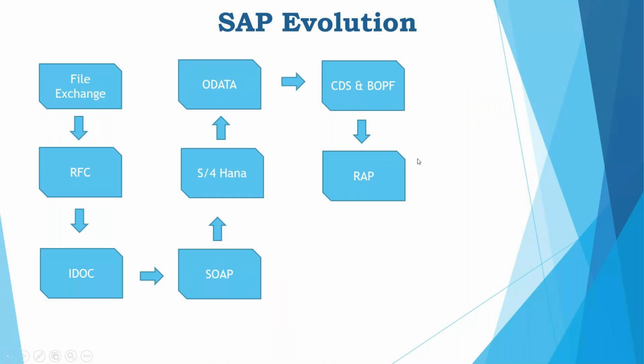So next is called RAP, which is called the ABAP RESTful Application Programming Model. Sorry, you didn't say BOPF. So BOPF is called the Business Object Process Framework. So what exactly does it do?